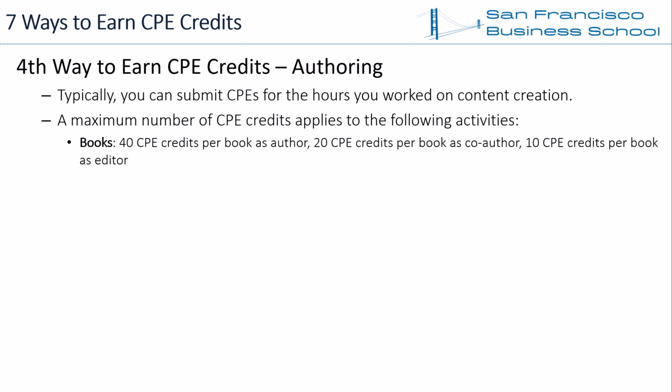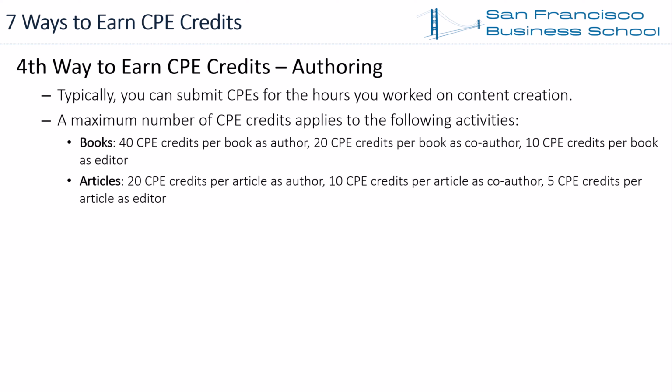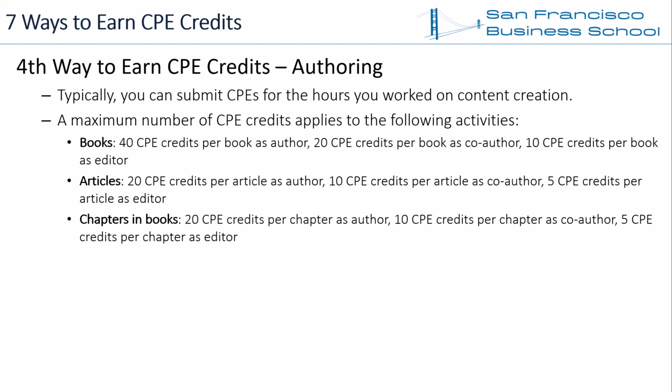Books, 40 CPE credits per book as author, 20 CPE credits per book as co-author, 10 CPE credits per book as editor. Articles, 20 CPE credits per article as author, 10 CPE credits per article as co-author, 5 CPE credits per article as editor. Chapters in books, 20 CPE credits per chapter as author, 10 CPE credits per chapter as co-author, 5 CPE credits per chapter as editor.